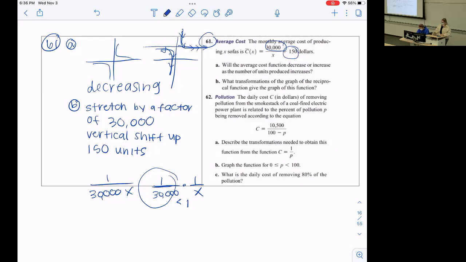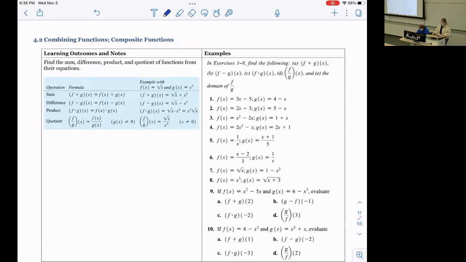Do we have any other questions about 61 or 62? All right, we can move on. So find the sum, difference, product, or quotient of functions from their equations. So we're going to be looking at f minus g, f times g, f over g. Do we have any questions about this section, any of the examples?